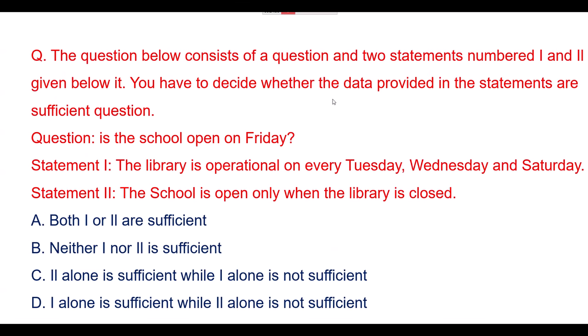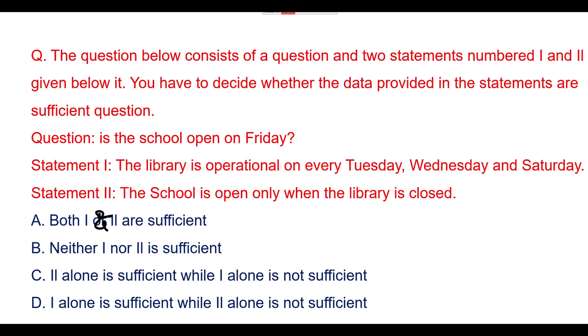Now, the data sufficiency series. Is the school open on Friday? To answer that question, which data is required? Is it one alone, two alone, both one and two, or neither, meaning both together are not sufficient? Statement one mentions that the library is operational every Tuesday, Wednesday and Saturday. Listen, the question is: is the school open on Friday? Your answer, yes or no, both are fine.